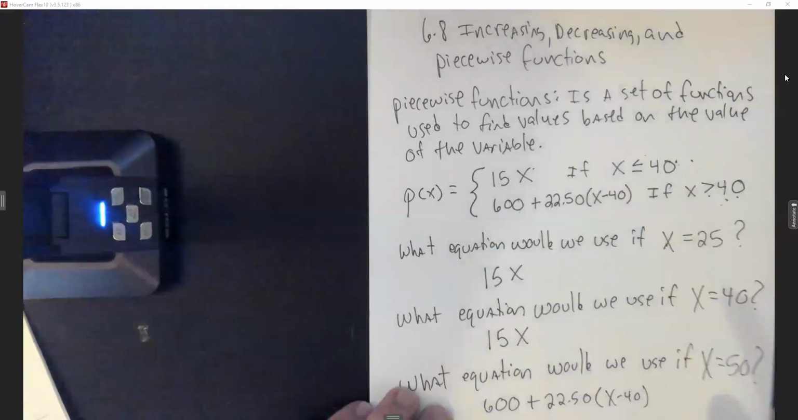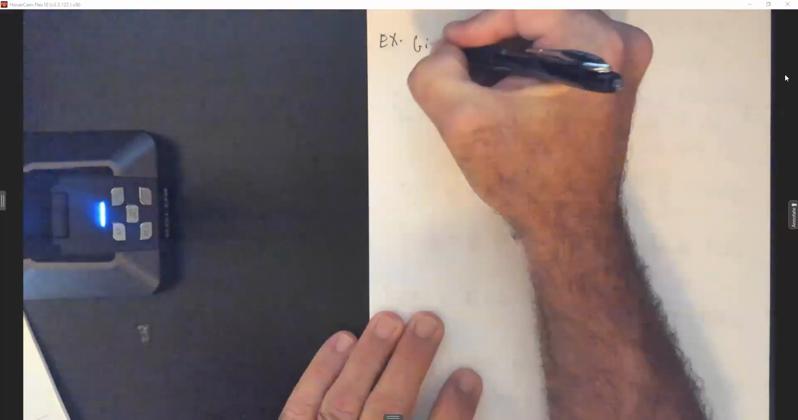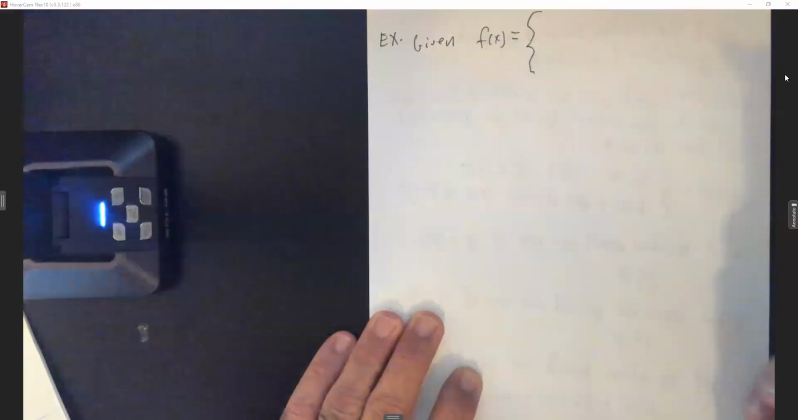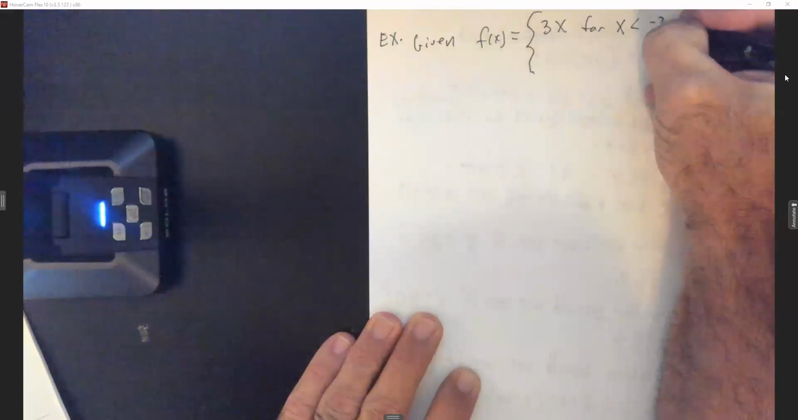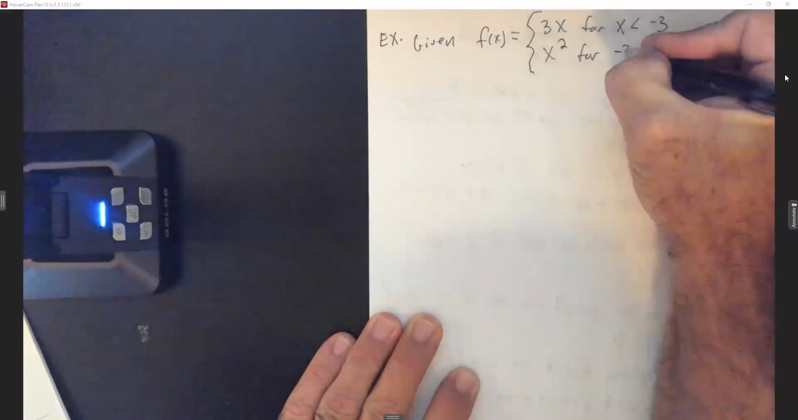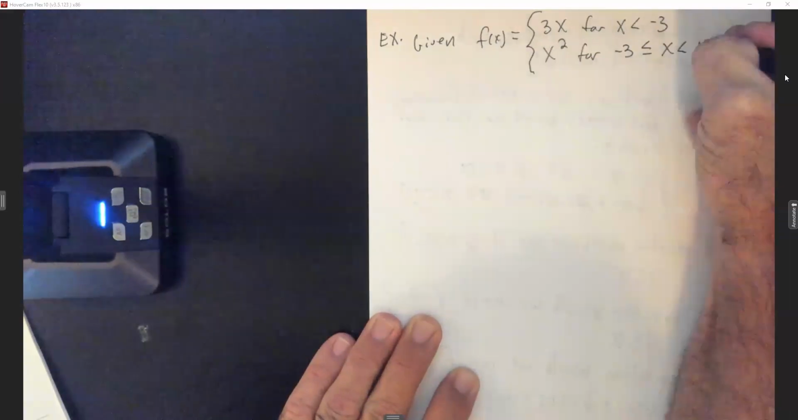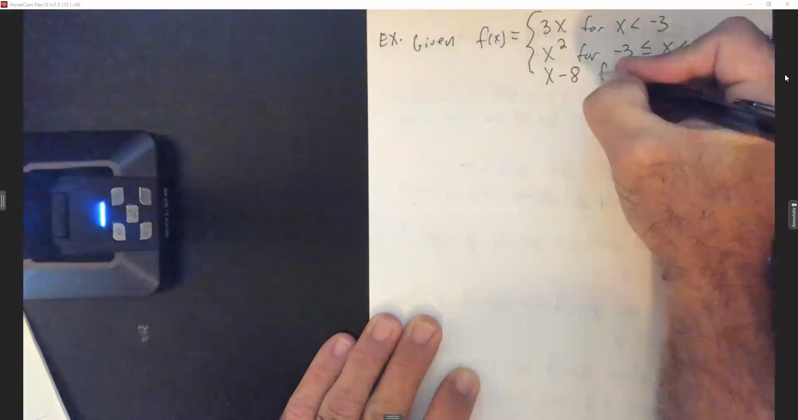All right, so let me show you some of their examples doing this. So they're giving us f of x is going to equal, now this is going to have three equations. It's going to equal 3x for x less than negative 3. It's going to equal x squared for negative 3 less than or equal to my x less than 4. And then it's going to equal x minus 8 for any x's that are greater than or equal to a positive 4.